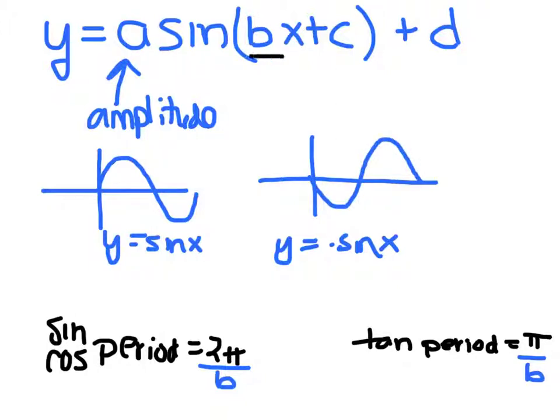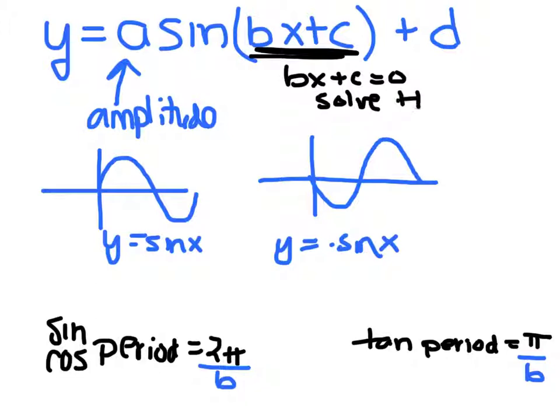And this portion of it right here, you need to take bx plus c, set it equal to 0, and solve it. That will give you your horizontal shift. And this number right here is your vertical shift. And a is also your amplitude as well as the flipping upside down thing.